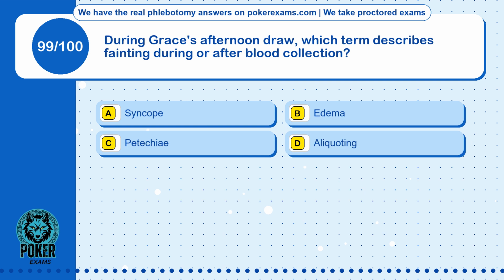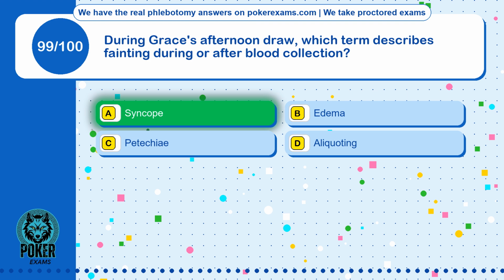Question 99. During Grace's afternoon draw, which term describes fainting during or after blood collection? Option A syncope. Option B edema. Option C petechiae. Option D aliquoting. The correct answer is option A.